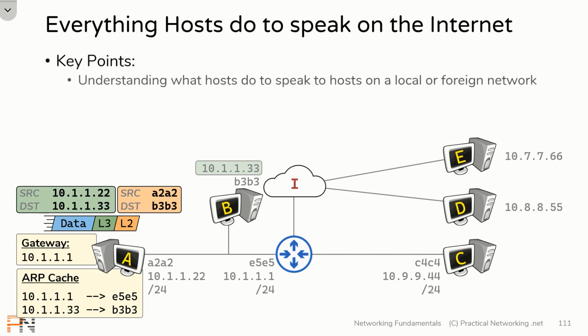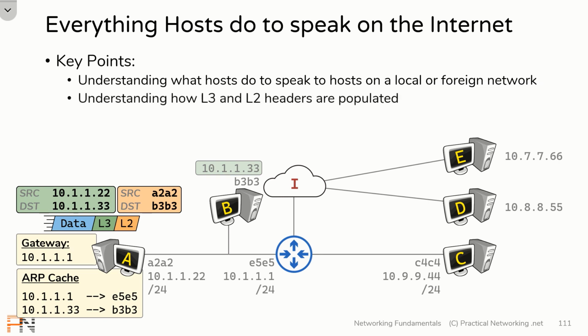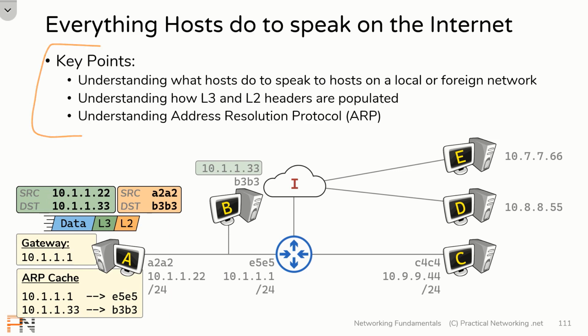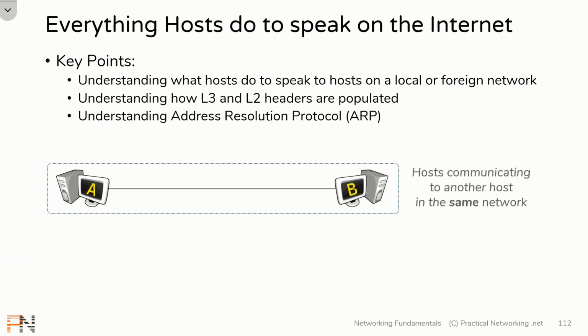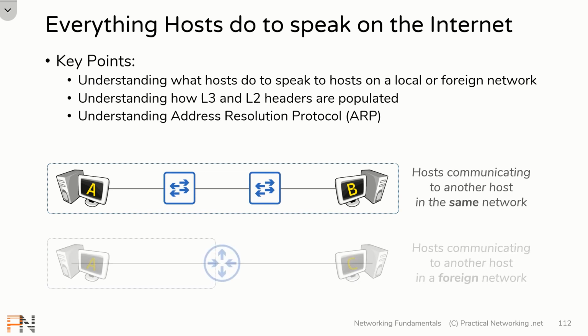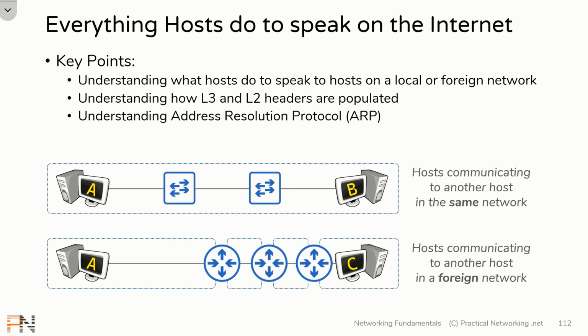The key points of this lesson was understanding what hosts do when speaking to other hosts on a local network or other hosts on a foreign network. And in particular, understanding how the layer 3 and the layer 2 headers are populated to get the data to the other host. Moreover, you should also understand ARP's role in this entire process. If you understand these 3 key points and you followed all the concepts in this lesson, then you now know everything hosts do to communicate with other hosts in the same network, regardless of how they are actually connected, and everything hosts do to communicate to other hosts in foreign networks, regardless of how they are connected.